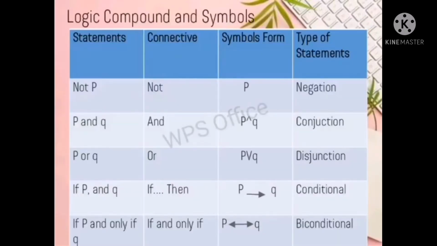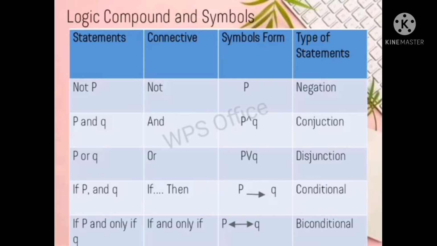Logic, compound, and symbolic statements. Not P: connective, not. Symbolic form, not P. Type of statement, negation statement. P and Q: connective, and. Symbolic form, P and Q. Type of statement, conjunction statement. P or Q: connective, or. Symbolic form, P or Q. Type of statement, disjunction statement.